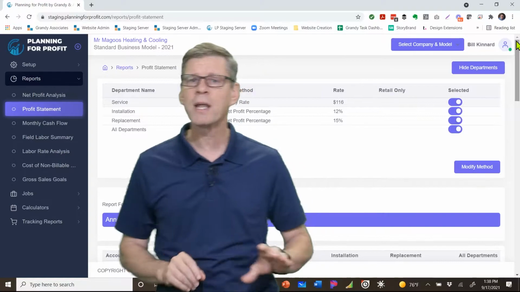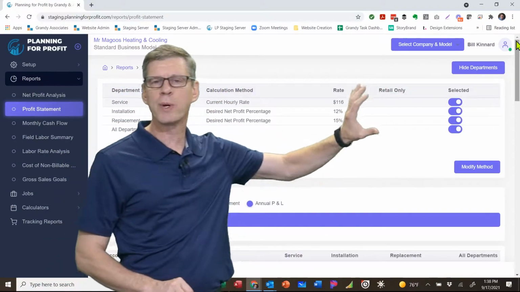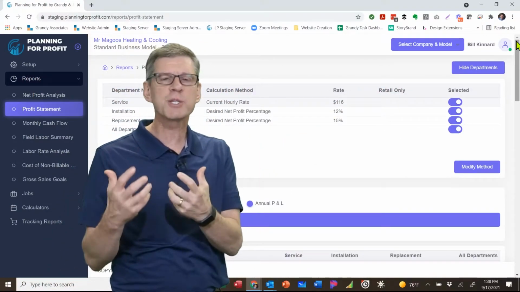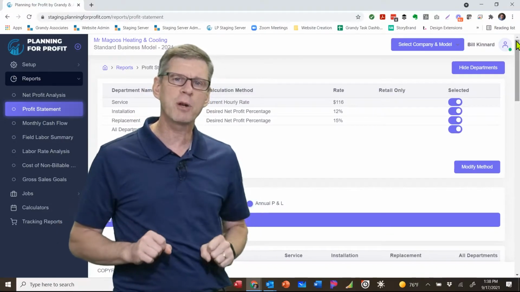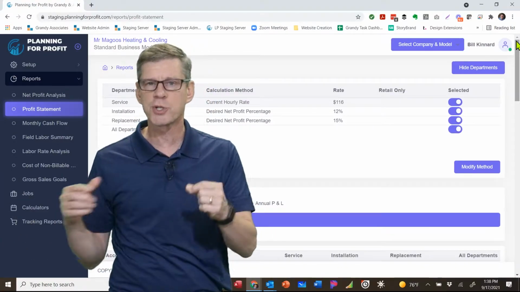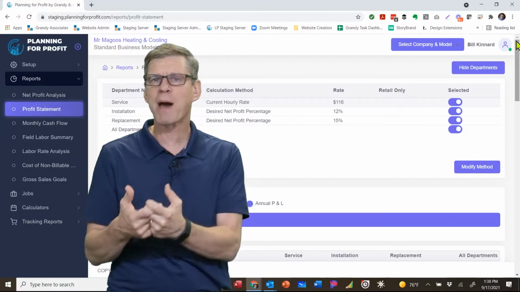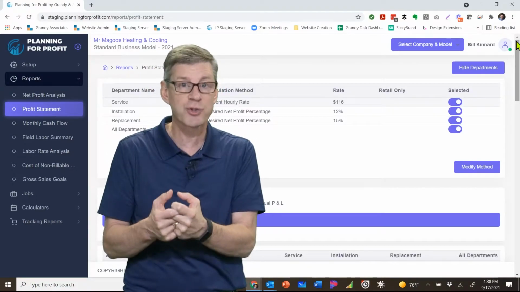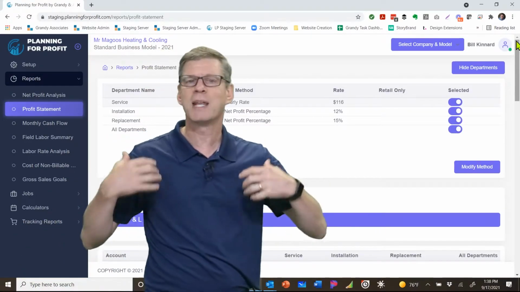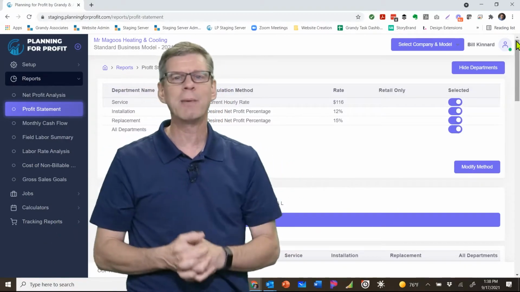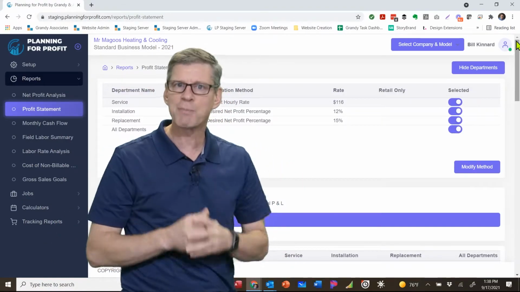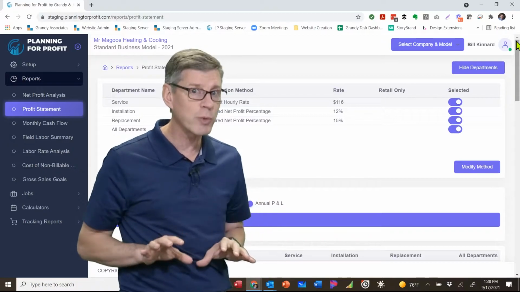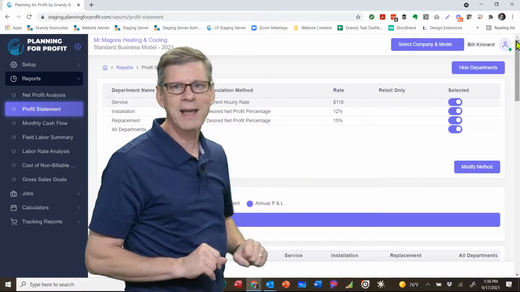Over on the other side, we've got the retail only column. Now, the retail only column will only display information if you set up one of your departments as a retail department. So, for example, like a pool and spa company that has a true retail store and they have customers coming in to buy product from them, there's no labor involved in that one. If you didn't set up any of your models as a true retail department, that column will be blank.